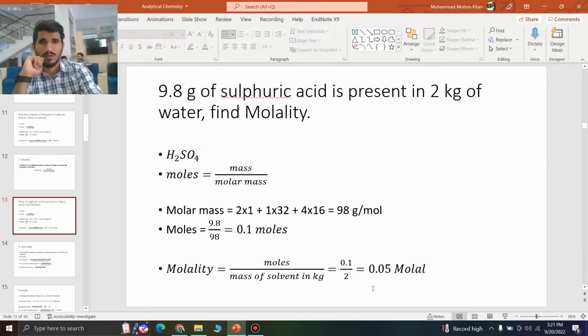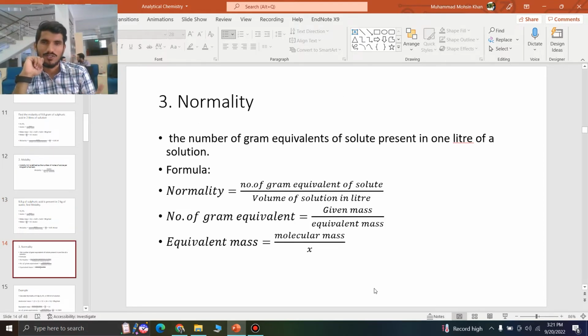So that was the molality. So now moving on towards the normality. Normality is actually the number of gram equivalents of solute that are present in 1 liter of the solution.